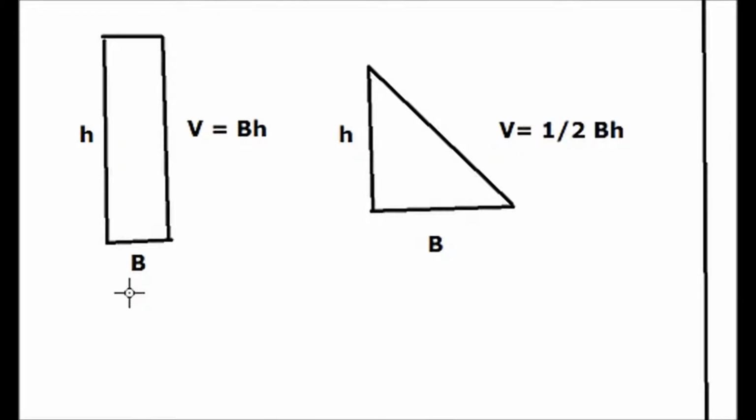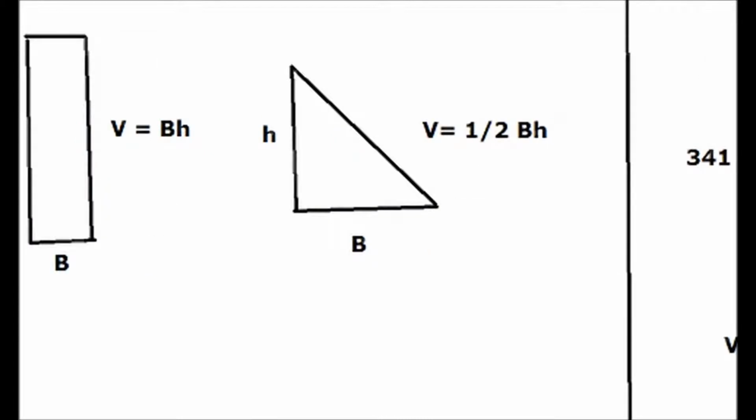Now, how do we find the area of the rectangle and the triangle? What we're going to need to do is multiply the base times the height. Now that is just to get the rectangle. So you're going to multiply the base times the height to get the area of it. Now to get the area of the triangle, you're going to multiply a half, base times the height. Simple as that.